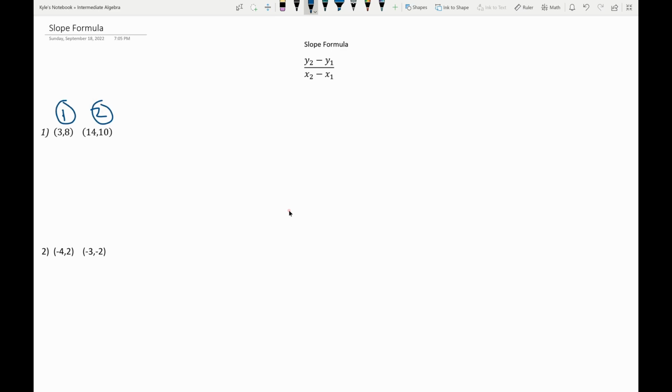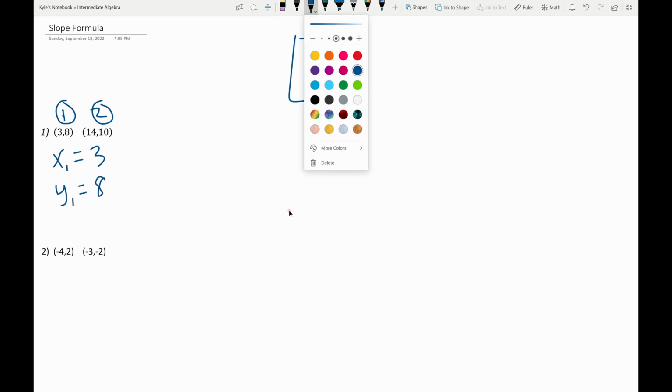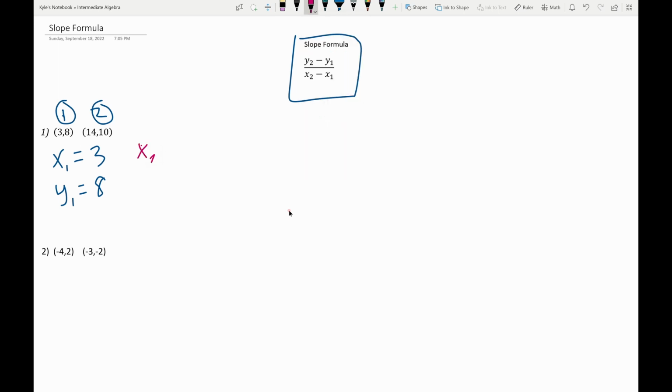And really what that means is when I'm looking for my x1, y1, which is all of this stuff up here to plug in, I know which one is going to be my 1, I know which one is going to be my 2. So far, I know my x1 is going to be 3. My y1 is going to be 8. And then from there, I know my x2 is going to be 14. Y2 is going to be 10.